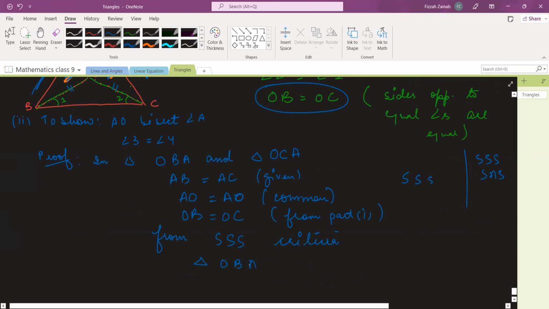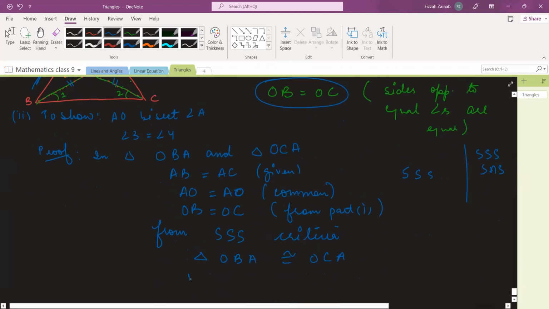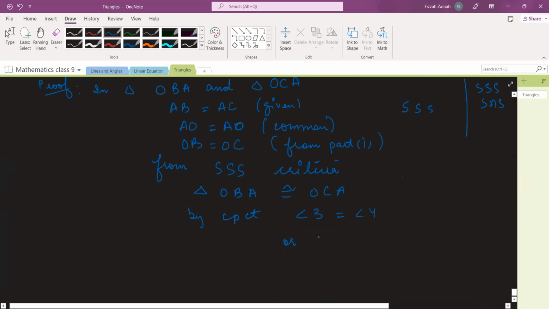So triangle OBA is congruent to triangle OCA, right? Now, because the triangles are congruent, by CPCT, all the angles are also equal, right? Once the triangles are congruent, that means all the corresponding angles and all the corresponding sides are equal. So sides I've already taken. So all the other angles are equal. So by CPCT, I can say that angle 3 is equal to angle 4, or we can say that AO is the bisector of angle A.